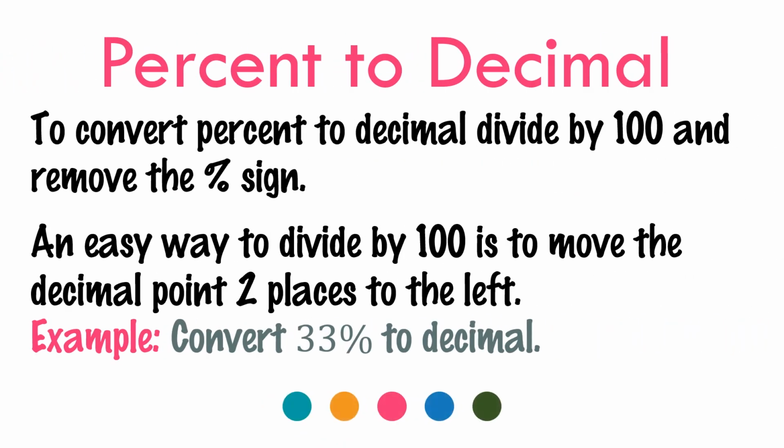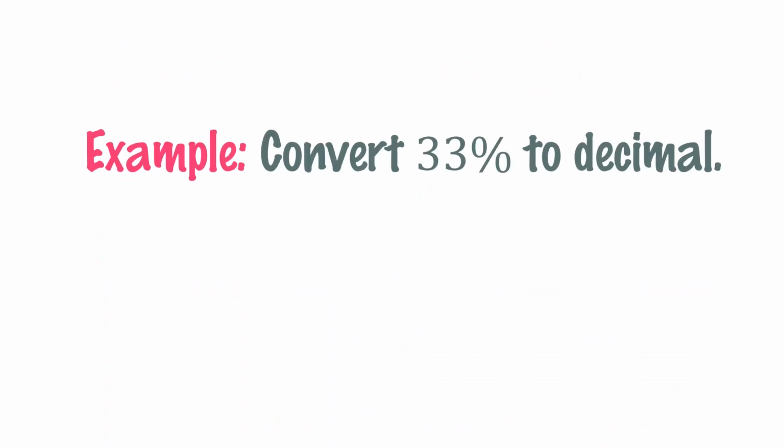Next, we have percent to decimal. To convert percent to decimal, we simply divide it by 100 and remove the percent symbol. An easy way to divide by 100 is to move the decimal point 2 places to the left. An example, convert 33% to decimal. So what we will do is, again, we will put an assumed decimal point here, and move it 2 decimal places to the left. So we will have a final answer of 0.33.